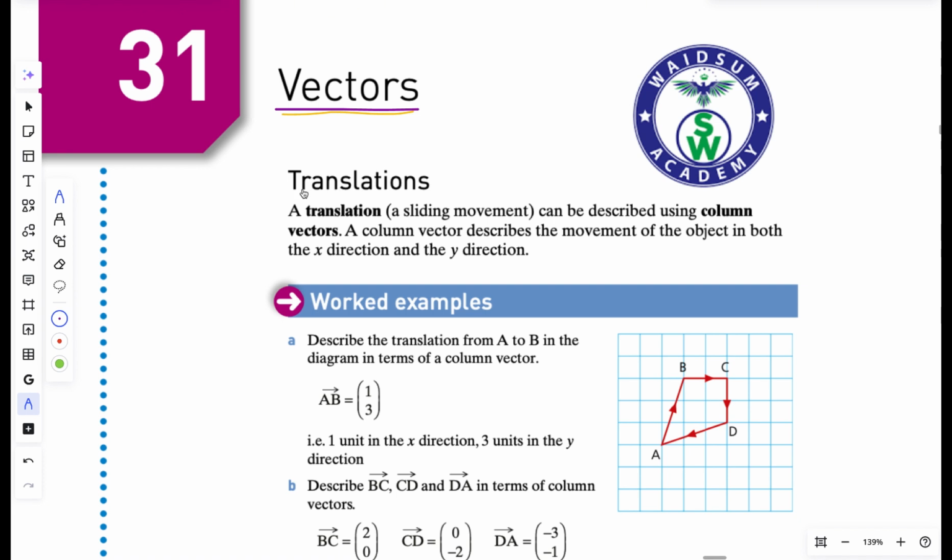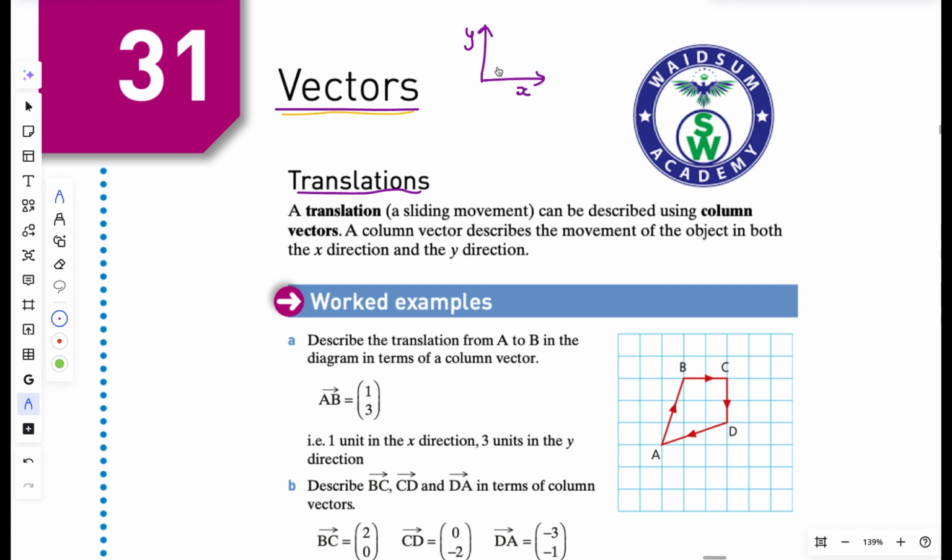Now let's take a look at translation as it is used in vector. Translation simply means a sliding movement. You can go vertical, and we call this movement the vertical distance, which is the y-axis, and we call the horizontal distance the x-axis, in coordinate geometry.